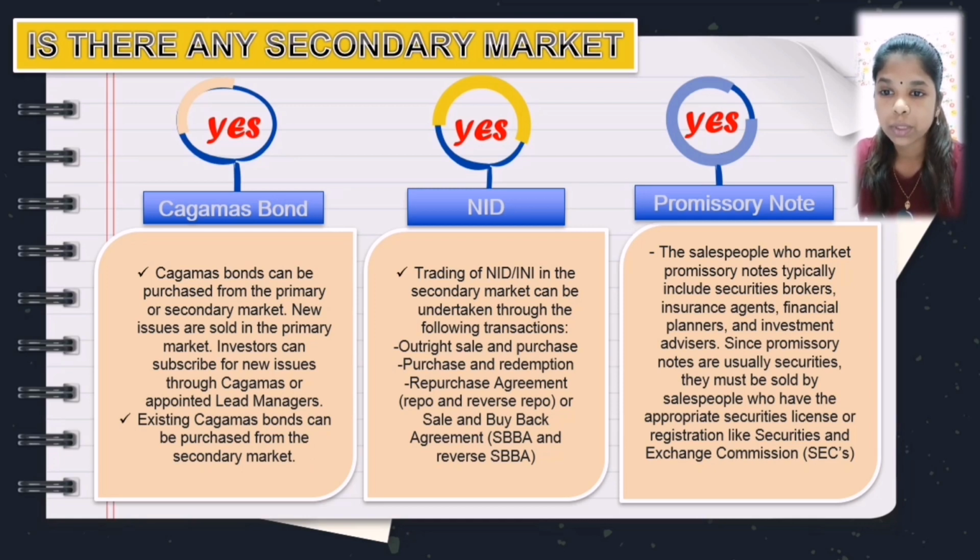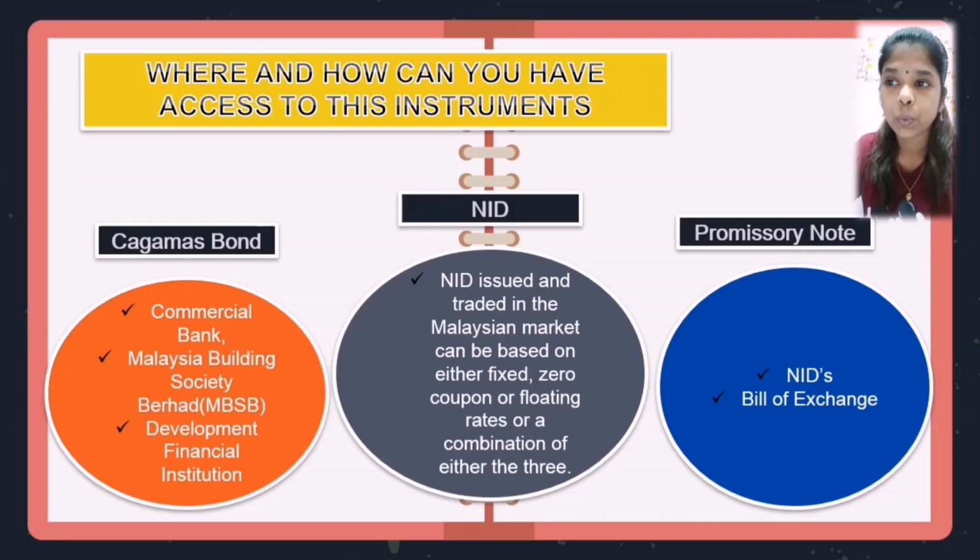Since the promissory notes are usually securities, they must be sold by salespeople who have the appropriate securities license or registration, like the Securities and Exchange Commission (SEC). Where and how can you have access to the instrument? For the Cagamas one, we can access it at commercial banks, Malaysia Building Society Berhad, and development financial institutions.